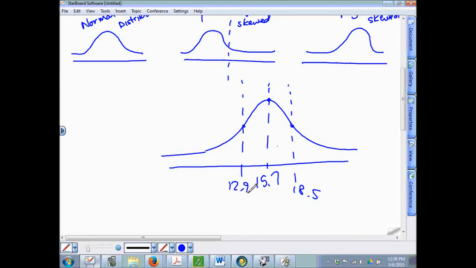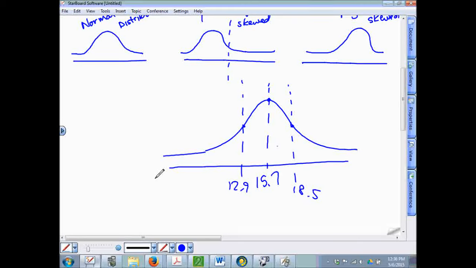So we're doing exactly what they asked. We're making a normal curve. We don't have to worry about the vertical height because they didn't tell us any kind of percentages. If they had told us percentages, we would have to have some kind of an axis right here involving percentages, but they didn't tell us any of that, so we don't have to worry about it.